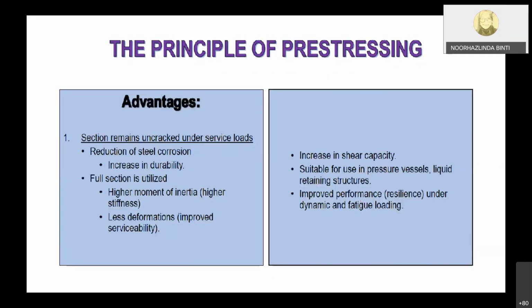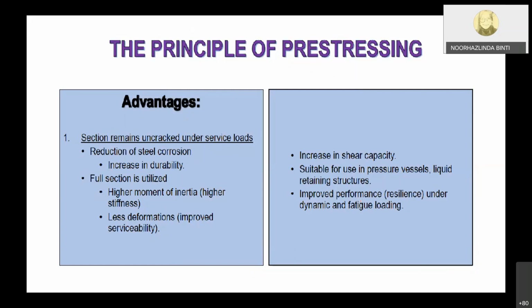So advantages of this pre-stressing. Of course, we hope the section or the beam, for example, remains uncracked. That's what we want under service loads. Once we can eliminate that crack, we can reduce corrosion. When we reduce the corrosion, we can increase the durability. That is the basic concept when you're dealing with concrete material. We want to avoid corrosion. We need to avoid crack. Once you can avoid corrosion and avoid crack, definitely you can increase the durability of the concrete.